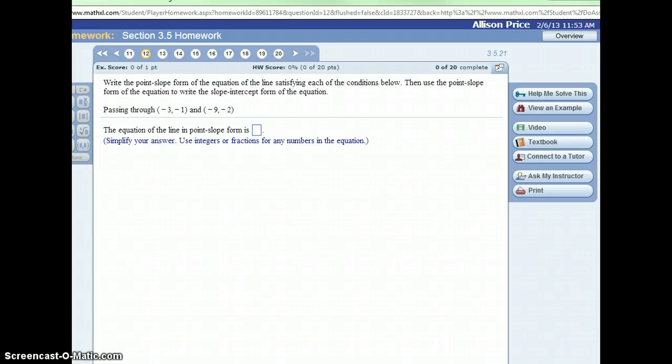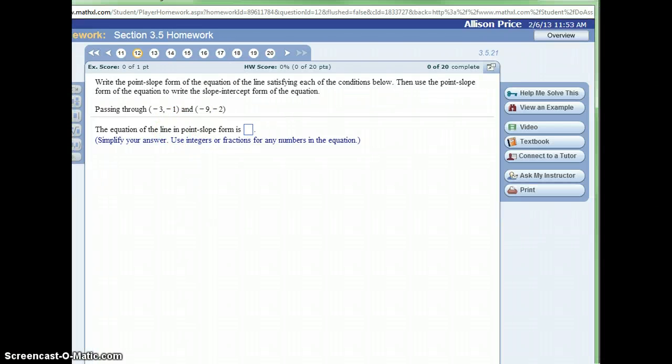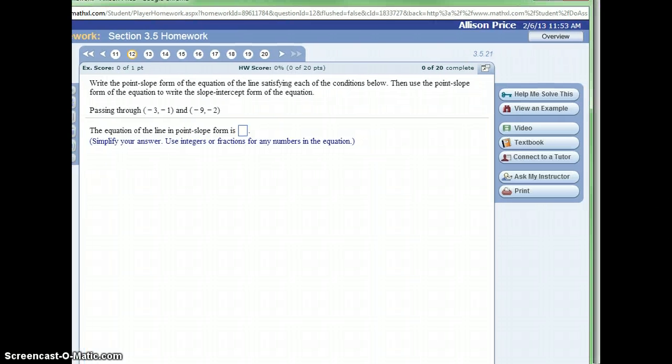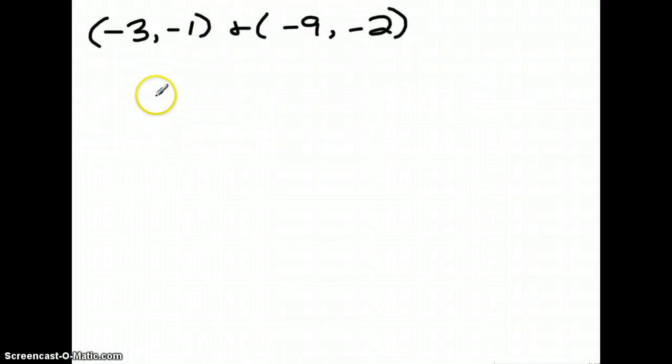In this question, number 12 in section 3.5, we want to write the equation of the line that passes through these two ordered pairs. So the first thing I'm going to need to do is find the slope. Once I find the slope, I can use that with point-slope form to write the equation of the line. So I'm going to write over here on this screen.